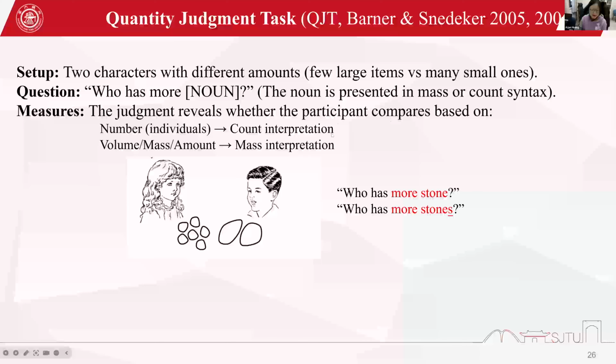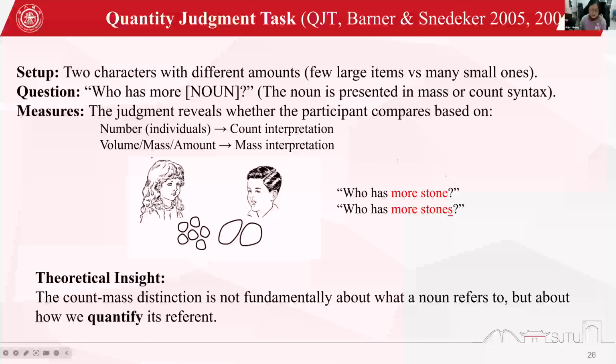As we said, the count interpretation corresponds to the cardinal dimension and the mass interpretation corresponds to the non-cardinal dimension. The result found that when participants were presented with who has more stone, they would choose the boy on the right side. But when they were presented with the count syntax sentence, who has more stones, they would pick the girl on the left side. So this result shows that the count mass distinction is not fundamentally about what a word refers to. It is about how we quantify the reference, because we have the same entities, but encoded as count in one case and mass in another case.